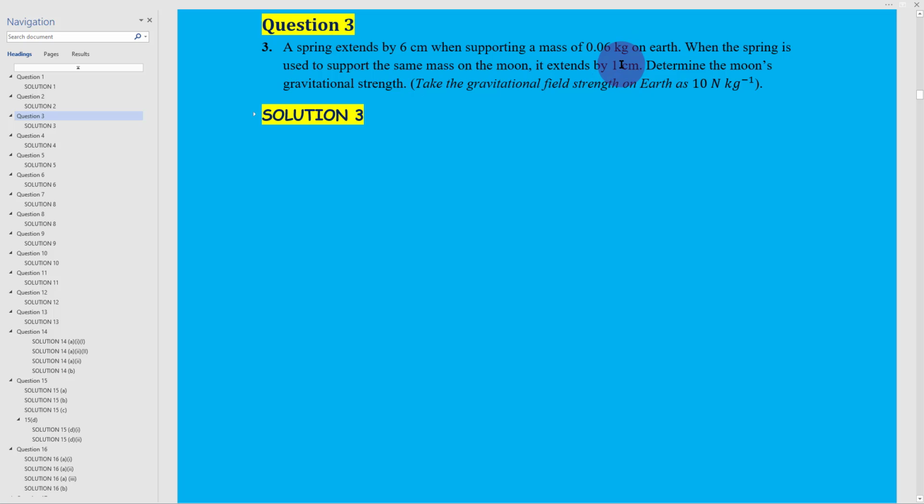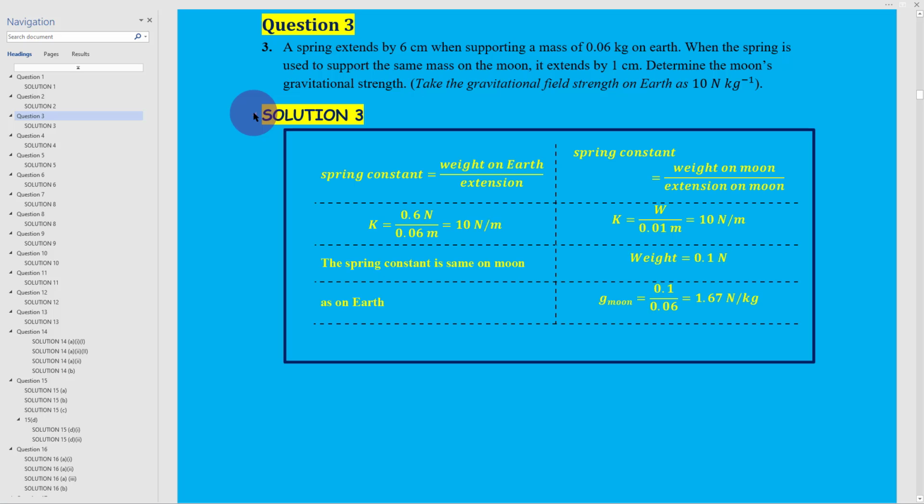And that means the force which will produce this much extension on the moon is actually the weight of that object on the moon. So if we get that force, we will get the weight of the object on the moon. If we divide that weight by the mass of the object, then we are going to get the gravitational field strength on the moon. Again, let's quickly look at the solution.